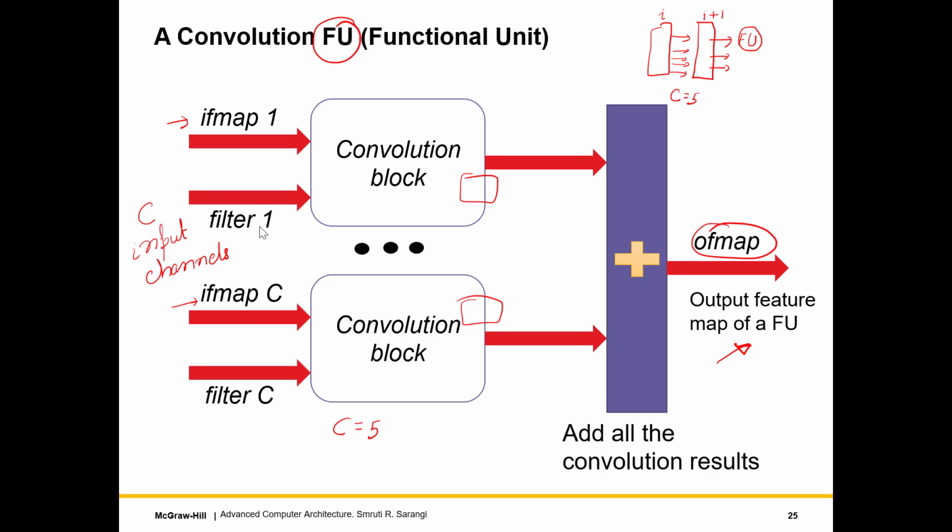A filter and the kernel are being used interchangeably over here, which is a small matrix. We'll compute the convolution again for all the C input channels, all the 5 input channels will compute the convolution. We will add them, and then basically we will arrive at the final OF map, which is essentially this guy over here, the result of this point.